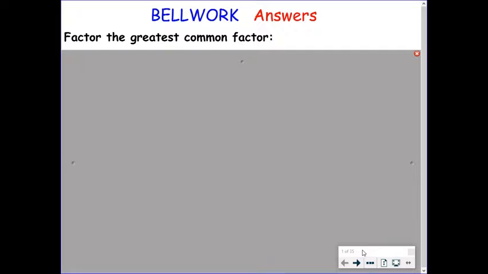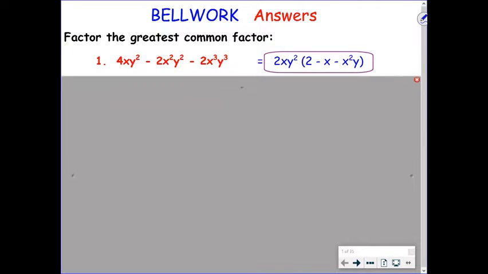So I'm going to assume now that students have finished the warm-up here. We'll go over it pretty quickly again. If at any point you need to pause it, explain something, feel free to pause it and add some stuff. So, number one, we took out a 2xy squared. So we took a 2 out there.